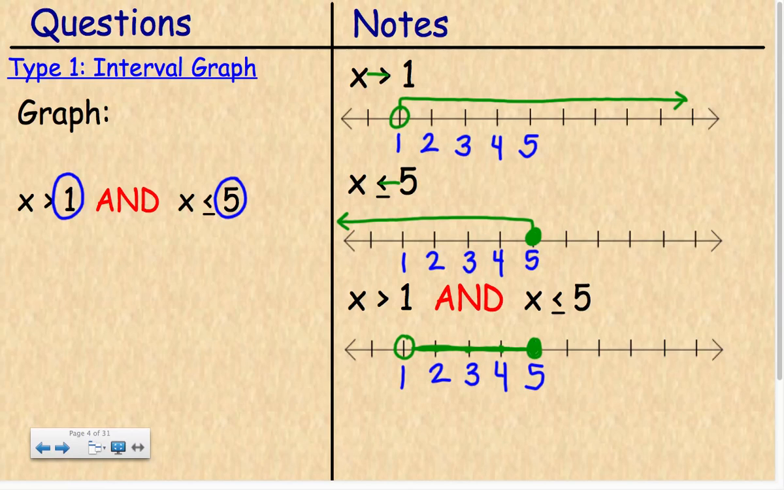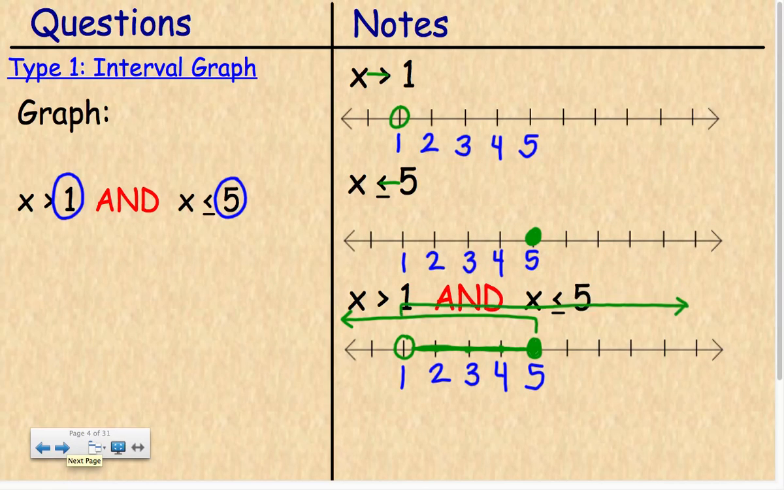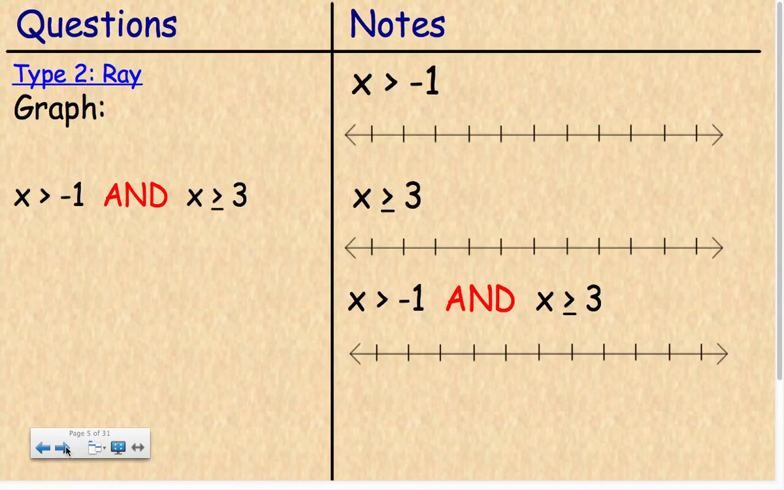One other thing that might help you is, if you want to, I can use this trick of sliding down my graphs, and then I can see, oh yep, right in the middle there between 1 and 5 is where all of my solutions fall. All right, next one. This time we have x is greater than -1 and x is greater than or equal to 3. So I'm going to start out by labeling my number lines. I'm going to go from -1 to 3 on all three number lines: -1, 0, 1, 2, and 3.